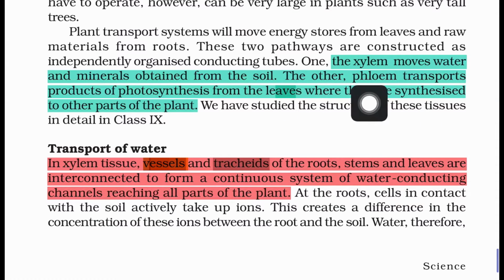The other, phloem, transports the products of photosynthesis from the leaves where they are synthesized to other parts of the plant. So the second is phloem, and the function of phloem is to transport the food material from leaves to the different body parts. We have studied the structure of these tissues in detail in class 9. So you have already studied the structure of xylem and phloem in class 9.